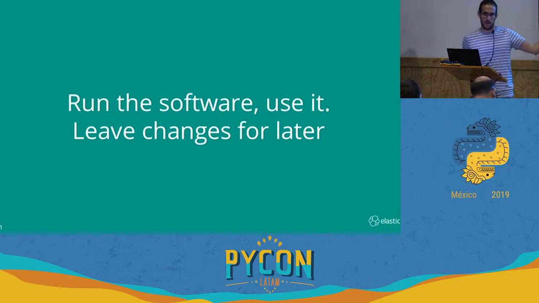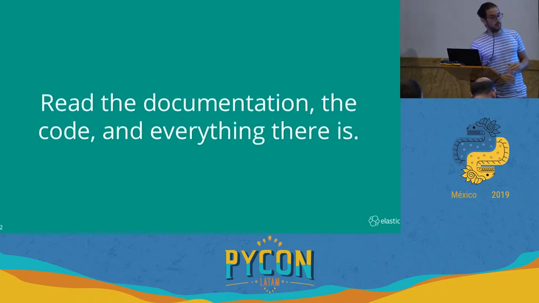And so far we haven't changed anything, not a single line of code, right? And it's hard, because we see the software and we don't like it and we want to make it better, but you've got to be strong here. And then you read the documentation, read the code, and read everything there is to read. Sometimes there's a lot to read, sometimes not so much. Hopefully there is enough to read to actually understand things, right?